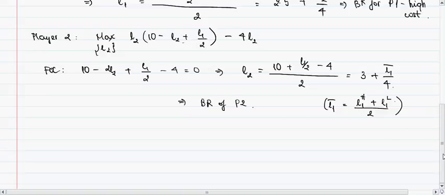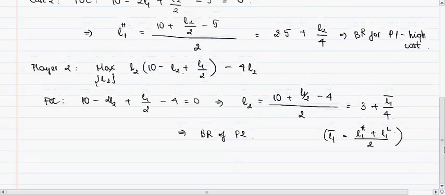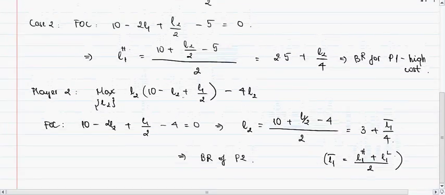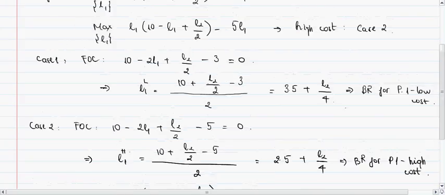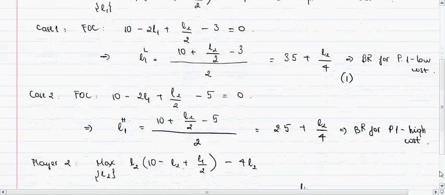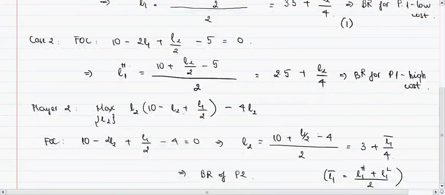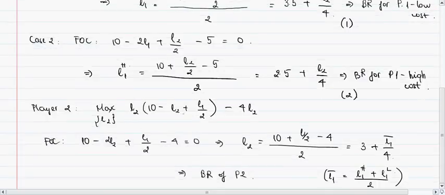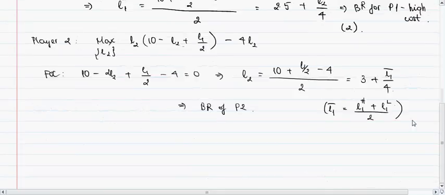So we basically have 3 best response functions over here. This is the first one, this is the second one, and this is the last one. I have 3 functions and 3 variables that I have to find, which are L2, L1H, and L1L. So I know that it's possible for me to find the values of those.